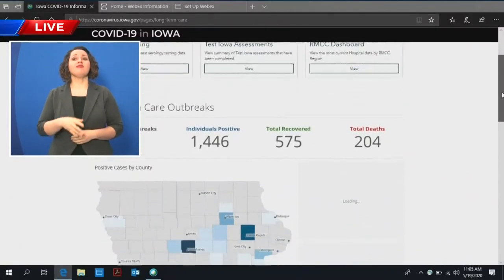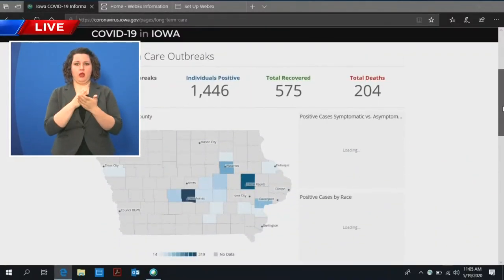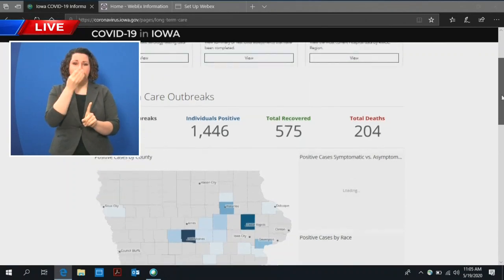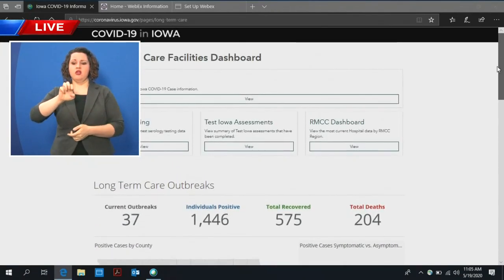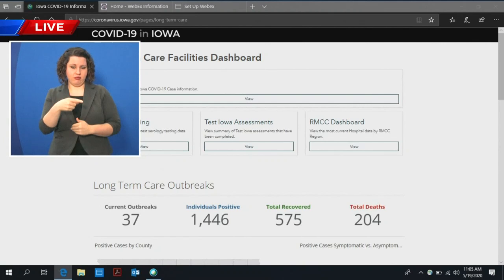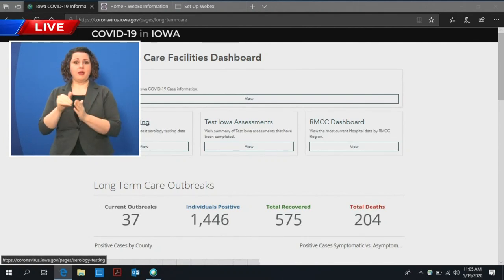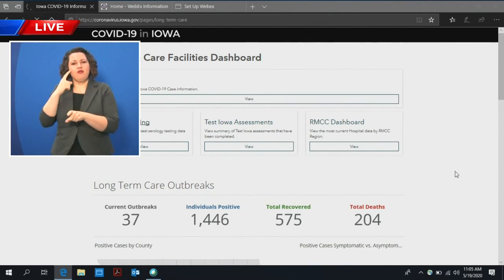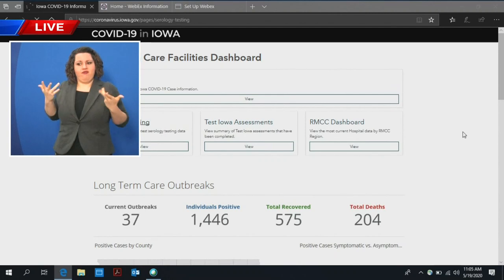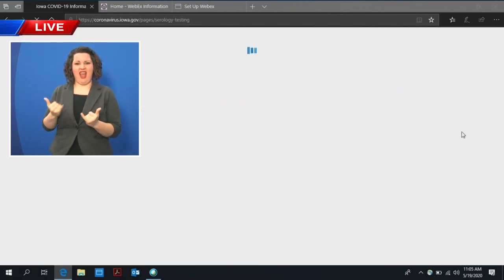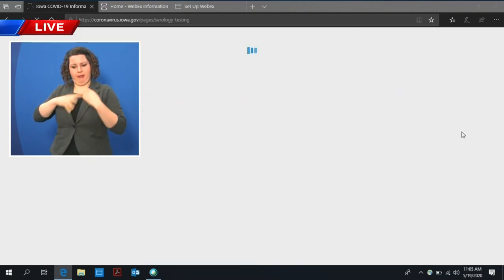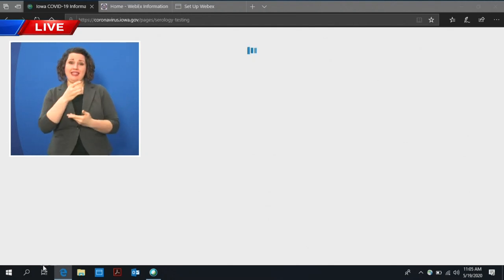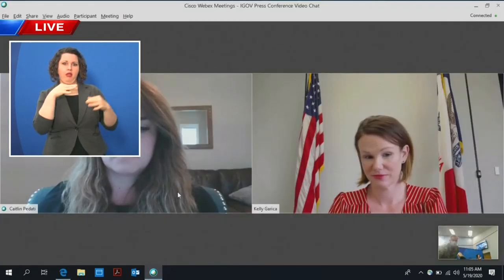Finally, we've included a new section specifically dedicated to information about results from serology testing. As you can see, more than 12,000 Iowans have been given a serology test, which detects COVID-19 antibodies and indicates that a person has had and recovered from the virus. I've asked Dr. Badati to share more information about how we're using serology now and what we've learned and plans to potentially expand this testing even more.